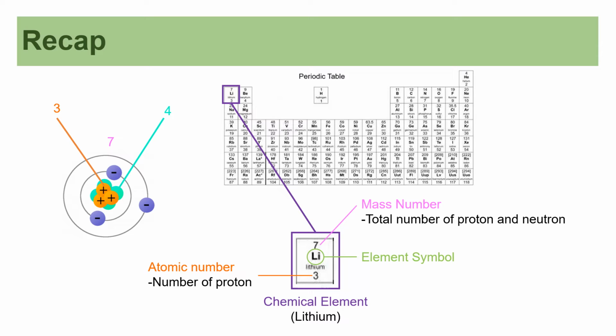Now, you might realize that the chemical element doesn't directly tell you the number of electrons, but you just have to remember this. The number of protons and electrons in an atom is the same. This is why the number of electrons is 3 in this case.